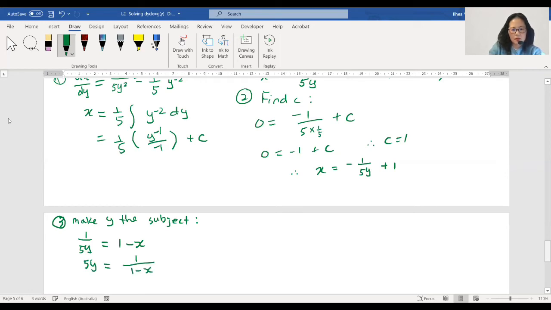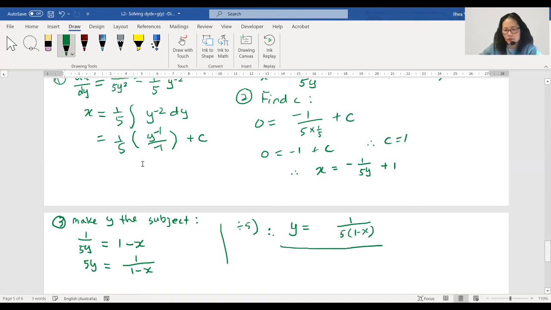Okay, so that's what I've got. And then if I do divided by 5 on both sides, I will get, okay, so that's what I've got. That's my equation.